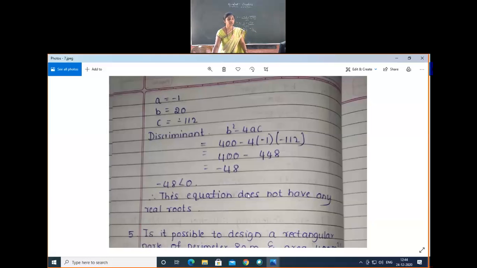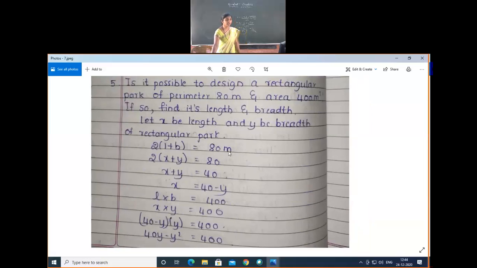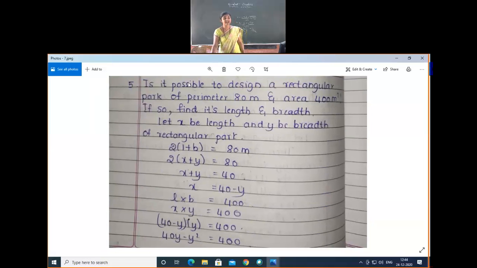Yes. Now, fifth question. Is it possible to design a rectangular path? Again, we got the question for a rectangle. Is it possible to design a rectangular path of perimeter 80 meter? Perimeter 80 meter is given, area 400 meter square is given. If so, find its length and breadth.